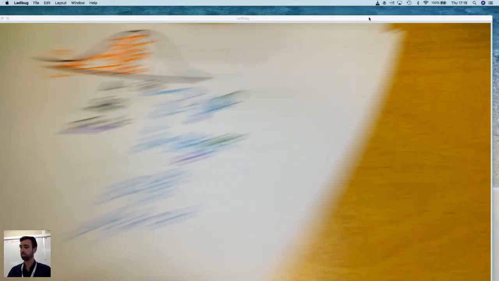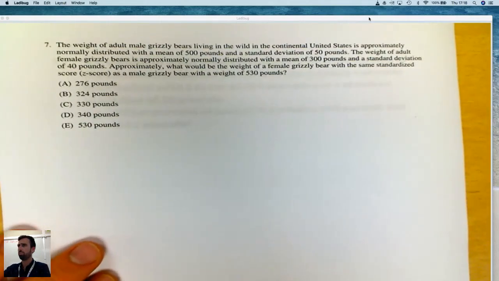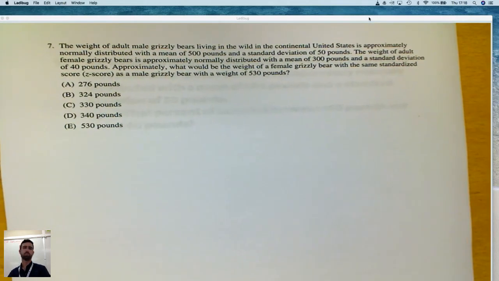And I have that right here. The weight of an adult male grizzly bear living in the wild in the continental United States is approximately normally distributed with a mean of 500 and a standard deviation of 50. The weight of adult female grizzly bears is approximately normal with a mean of 300 and a standard deviation of 40. Approximately what would be the weight of a female grizzly bear with the same standardized score as a male grizzly bear that weighs 530?